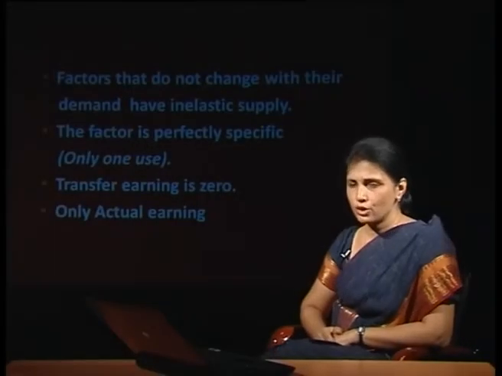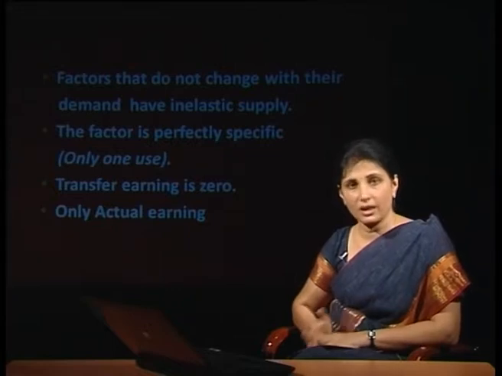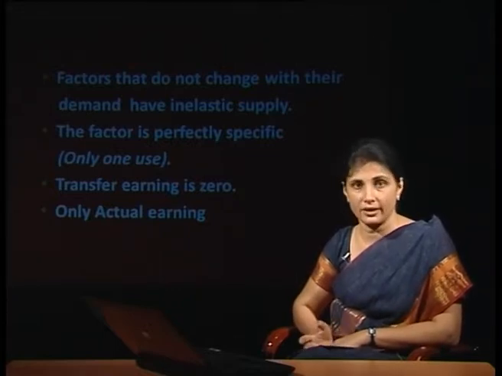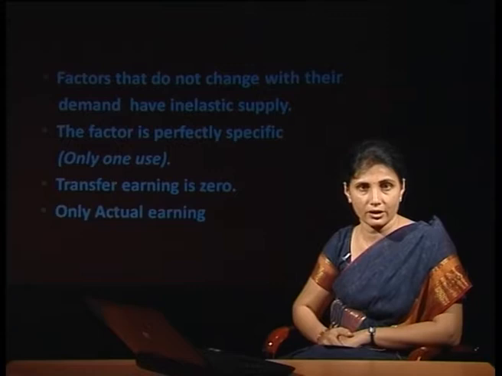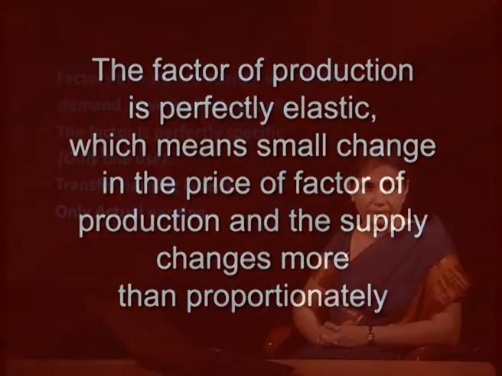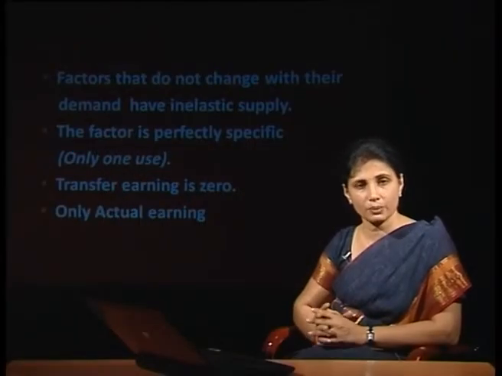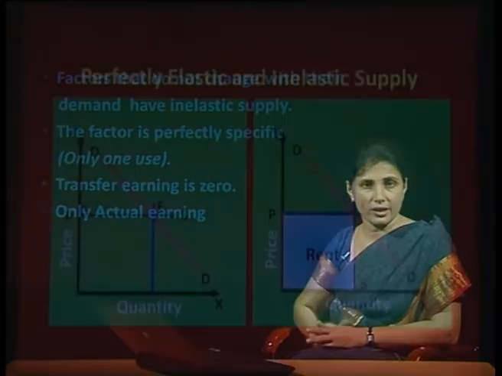Now, there are two types of factors: factors whose elasticity is relatively high or perfectly high, and factors whose elasticity is relatively less or perfectly inelastic. If the factor of production is perfectly elastic, it means that with a small change in the price of the factor of production, the supply changes more than proportionately. That means the supplier is ready to supply that factor of production more than proportionately. That is perfectly elastic supply.